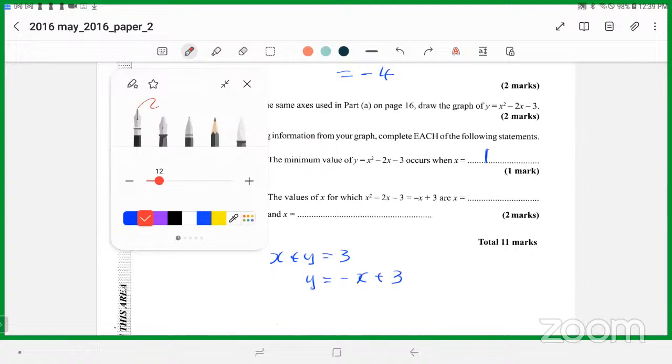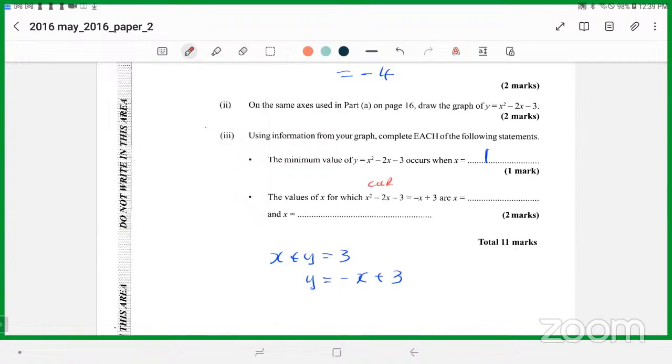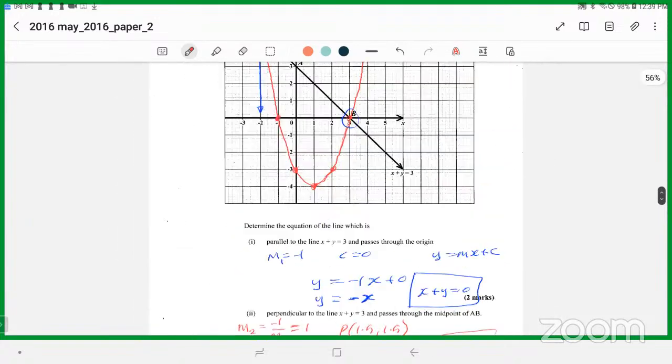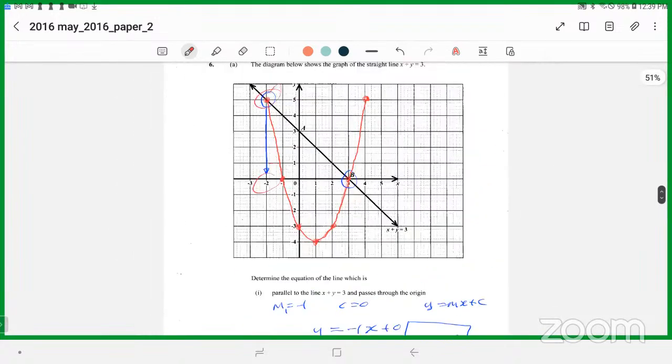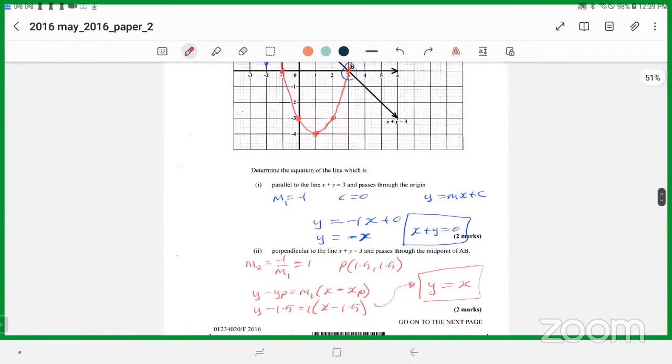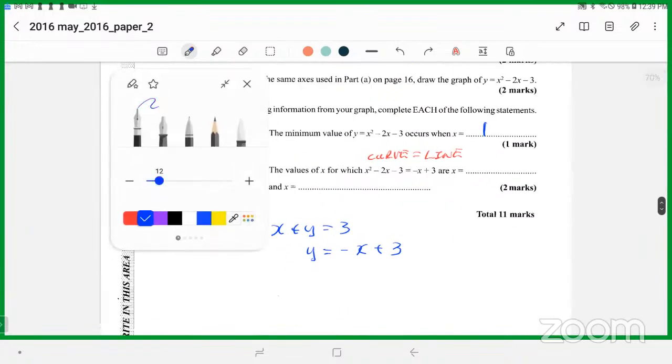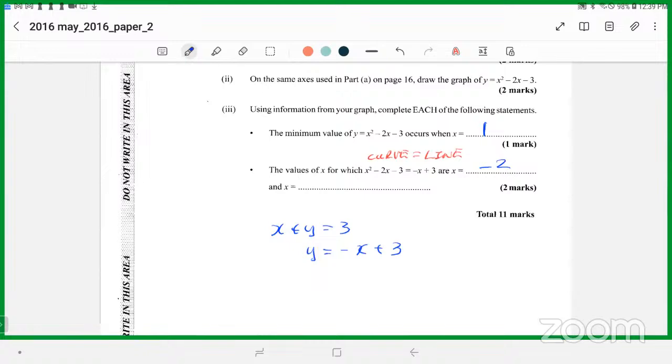All right, so this is where the curve equals the line where they meet. So those two x values that I showed you. The line and the curve meet here where x equals -2 and where x equals 3. X equals -2 and 3. So it's where x equals -2 and where x equals 3. And that's it.